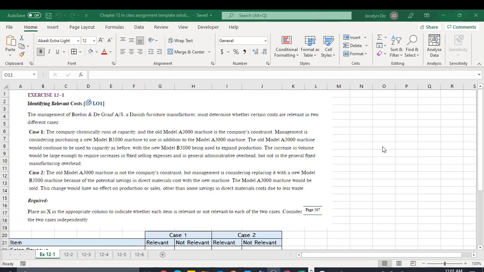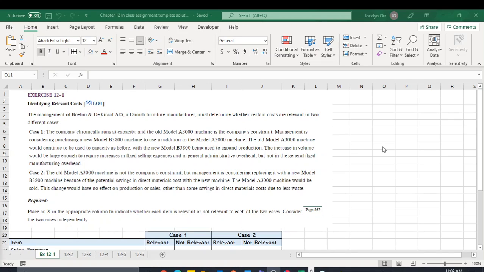Case 2, the old model A3000 machine is not the company's constraint, but management is considering replacing it with a new model because of the potential savings in direct materials cost with the new machine. The model A3000 machine would be sold. This change would have no effect on production or sales, other than some savings in direct materials cost due to less waste.